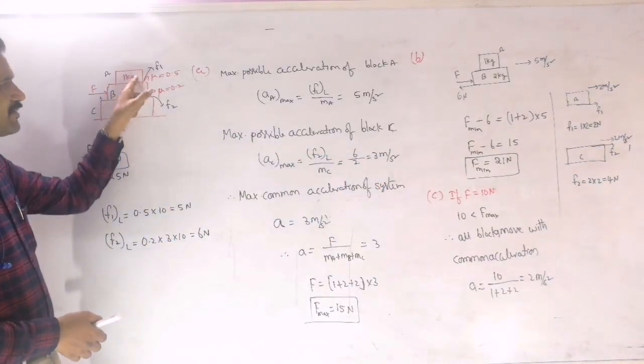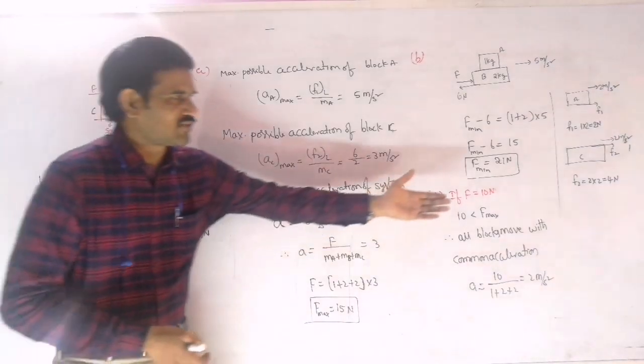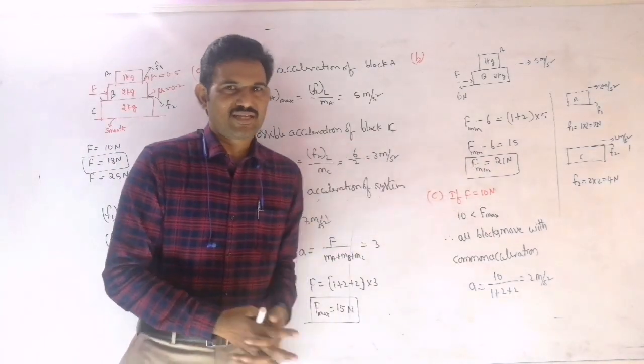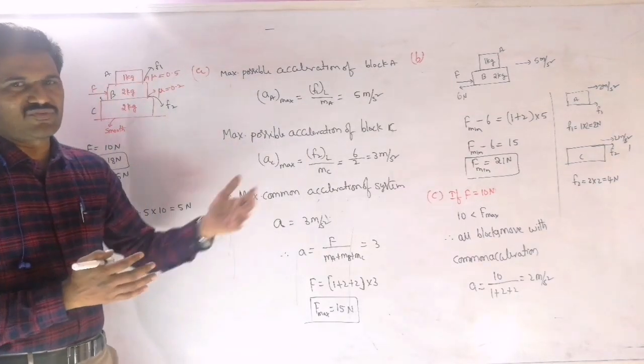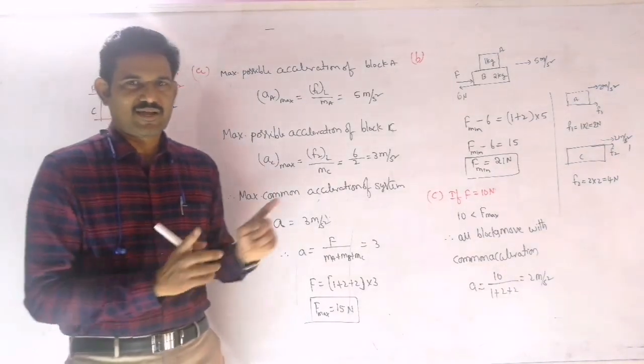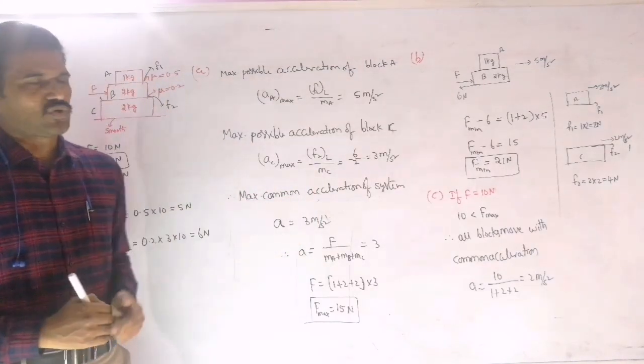But for A and B, they will move with the common acceleration, because that applied force is less than that of this. So then take A and B together as a system and find the acceleration of the system. Is it clear? I am not doing that calculation, so solve that.